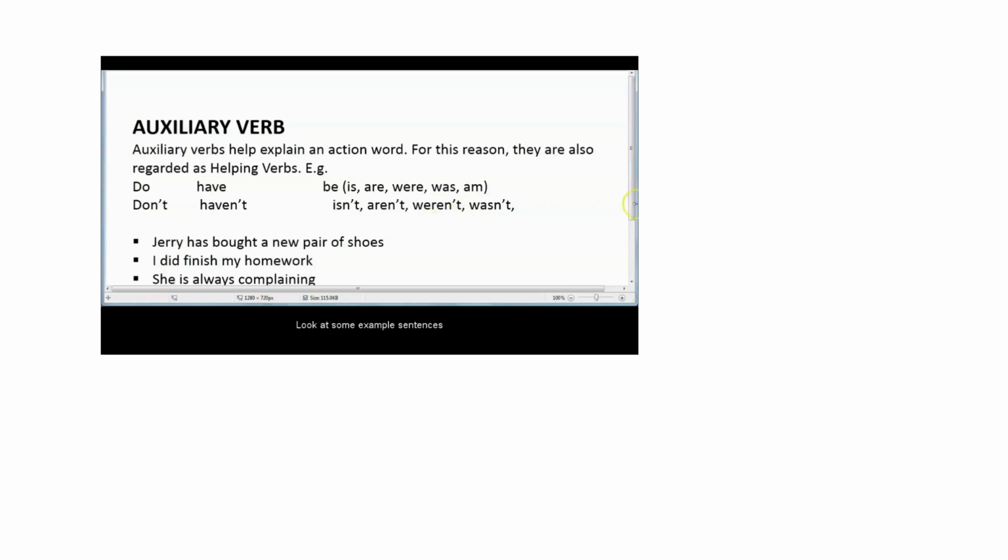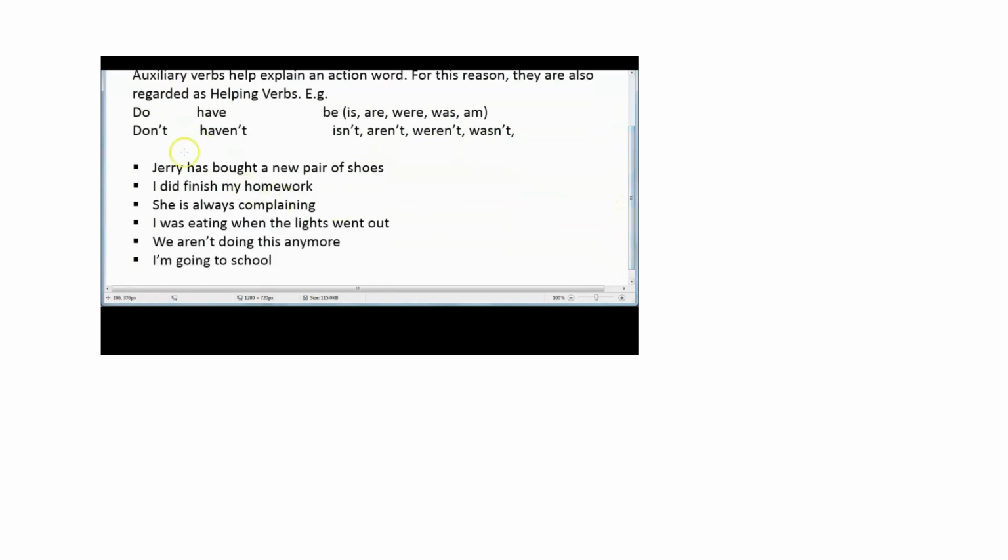Let's look at some example sentences. Jerry has bought a new car. The auxiliary verb has explains the verb bought, the action bought. I did finish my homework. Did is the auxiliary verb, and it is explaining the action word finish. She is always complaining. Is the auxiliary verb. It explains the action complain.